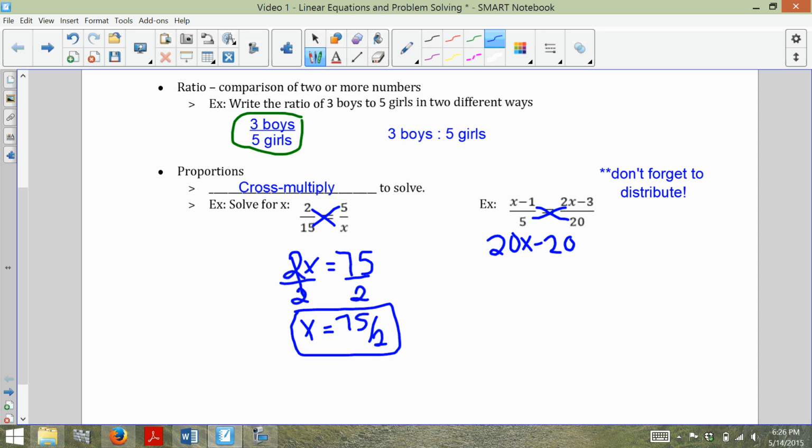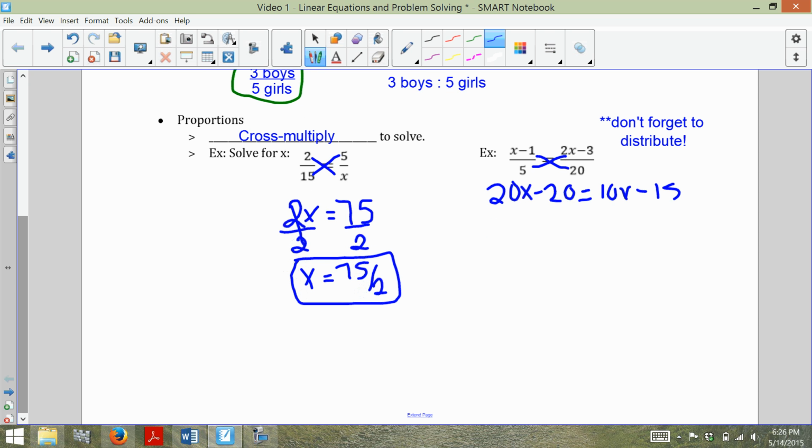And same thing on this other diagonal, 5 times the whole binomial. So 5 times 2x is going to give me a 10x, and 5 times negative 3 is negative 15. And then we go ahead from there and solve. First thing I'm going to do is subtract 10x on both sides. I want to collect all of my x's together on one side of the equation.